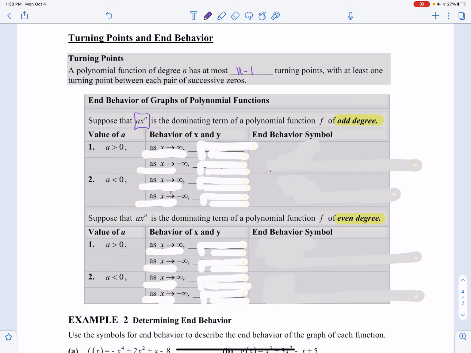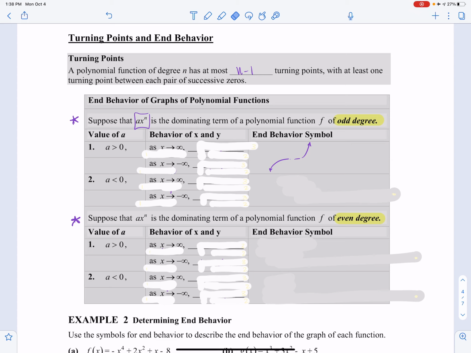Notice that for this first set, I have an odd degree, whereas when I get down here, these guys all have even degrees. So the first set has odd degrees, the second set has even degrees. Now, if my a value is positive, so that's the first choice, if my a value is positive, the end behavior is going to look something like this. This is a lot like the very first three examples that I gave you.